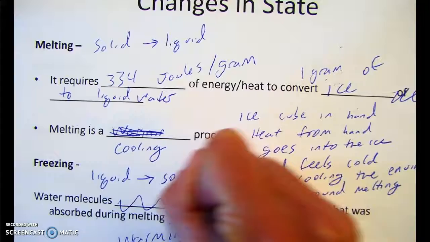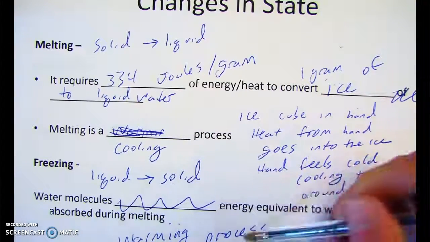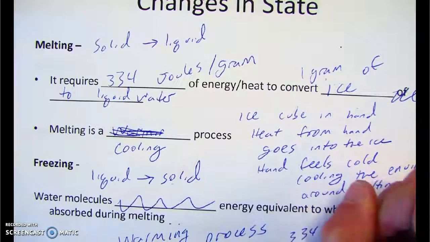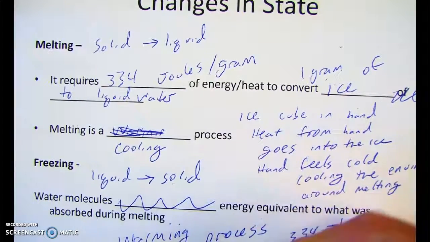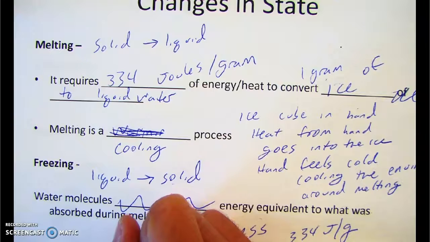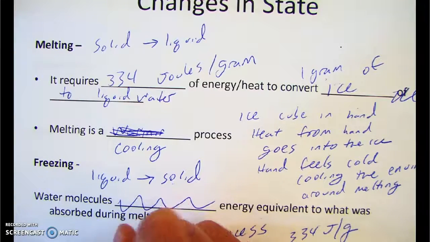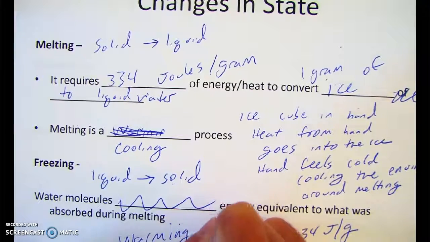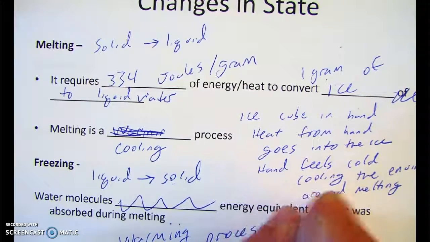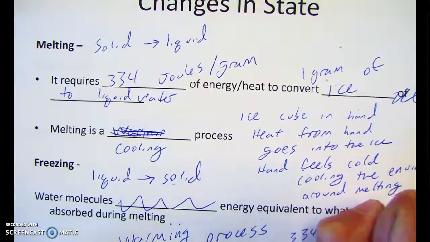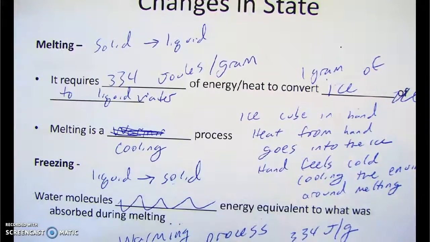So it's a warming process. It's 334 joules of energy per gram. So the energy is the same. It's just the direction. So now the heat is going out from the ice into the environment. We're taking water and we're pulling heat out to solidify it.